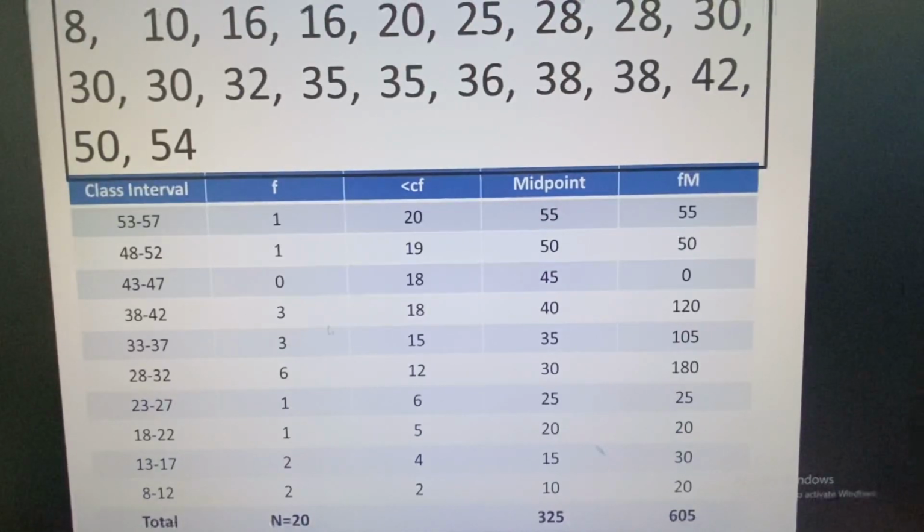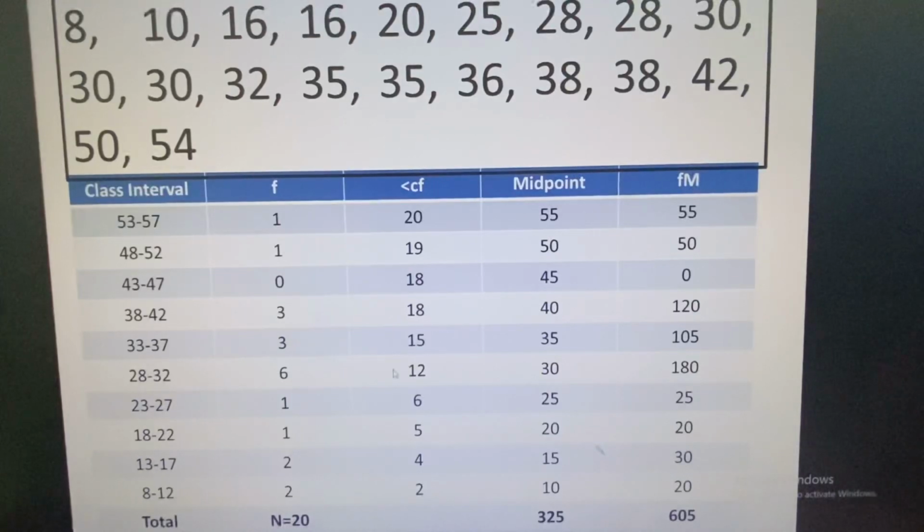Then for the frequency column, you just only tally. So from 8 to 12, so how many? So we have only 8 and 10, so just put here 2. Then 13 to 17, so we have 2 only, 16, 16. Then 18 to 22, we just have only 1. Then just continue tallying, okay? So 53 to 57, we have only 1. Then after that, get the total frequency, n equals 20.